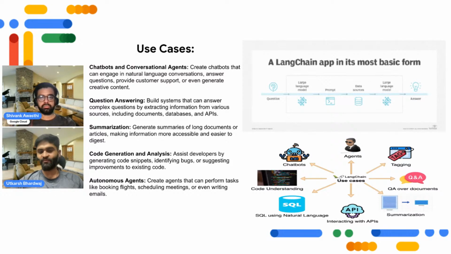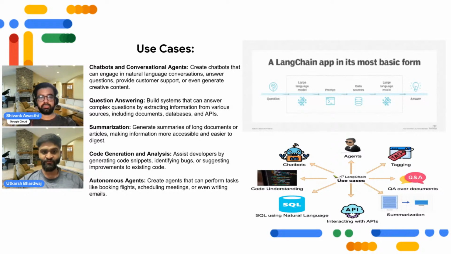Now, apart from the use case that we'll be demoing today, let's understand some of the other use cases that you can have. So, chatbots and conversational agents: create chatbots that can engage in natural language conversations, answer questions, provide customer support, or even generate creative content. Question answering: build systems that can answer complex questions by extracting information from various sources, including documents, databases, and APIs. Remember what we discussed about having access to real-time information. So this particular use case is very critical to that part.